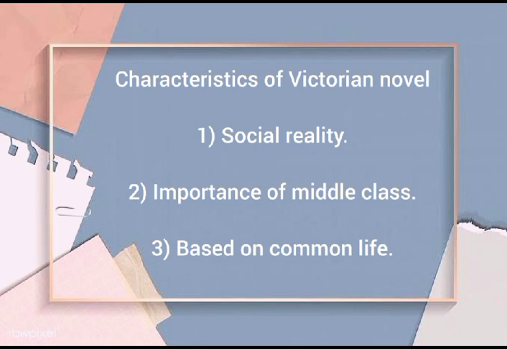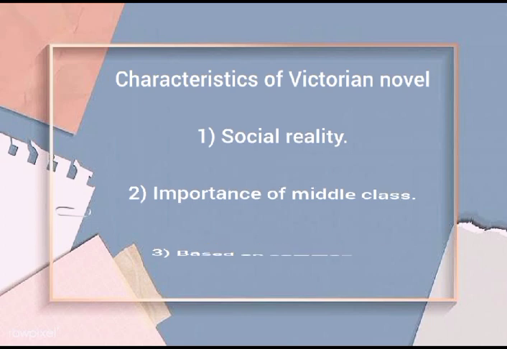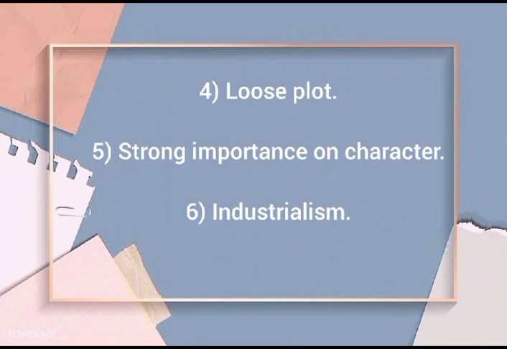The Victorian novel is based on common life. Victorian period poetry is also based on common life. And the fourth is a loose plot. In the Victorian period, the novel plot is loose. So the novelist, when writing, uses a loose plot in his novel.